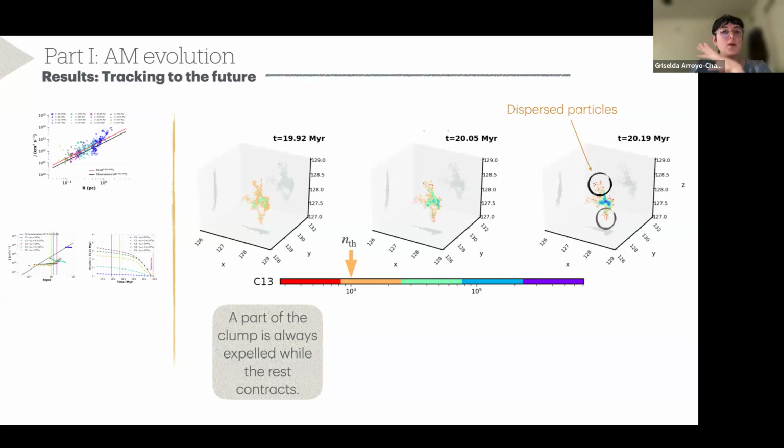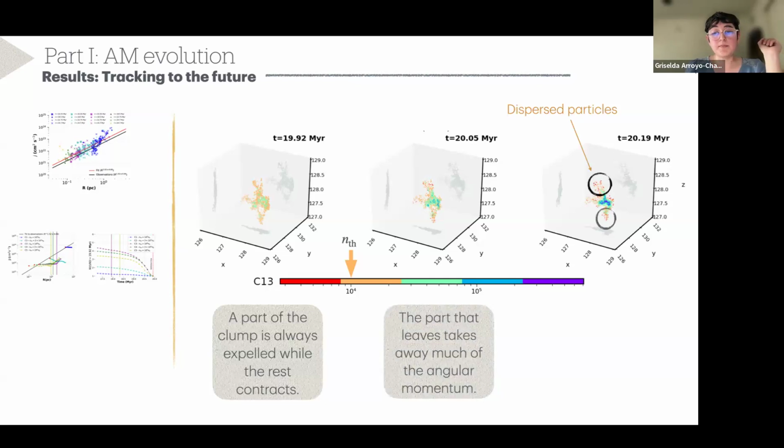So essentially, this happens no matter the density threshold we use to define the clumps. We always lose some particles, even though the clump is still collapsing. So these red particles are taking away most of the angular momentum of the clump, allowing the rest of the material to collapse.